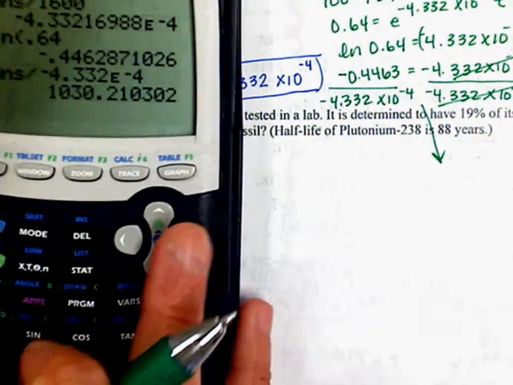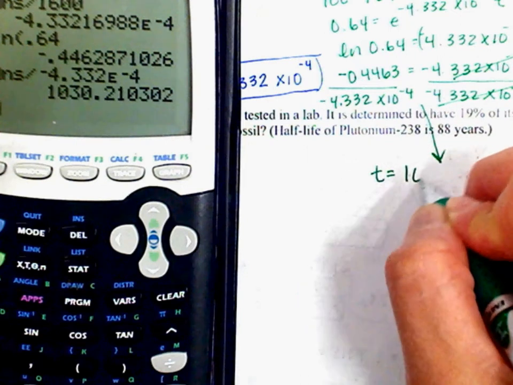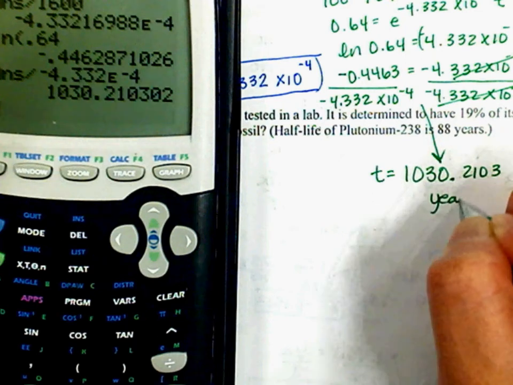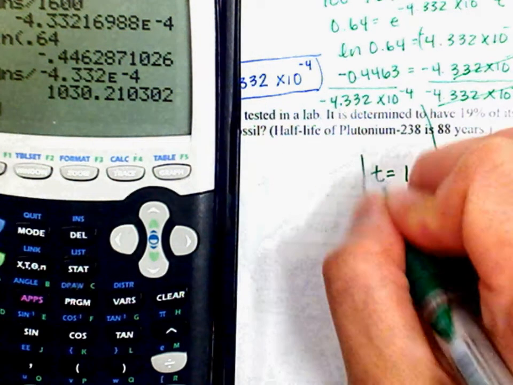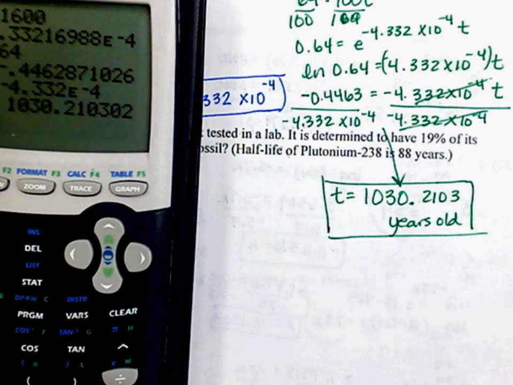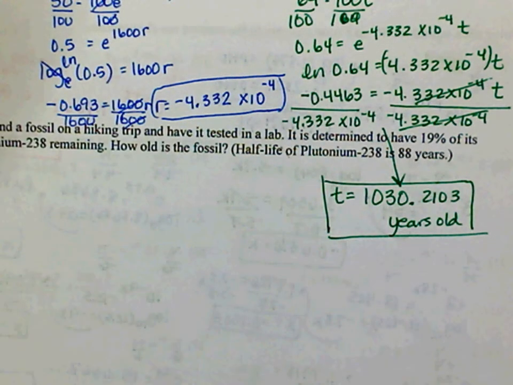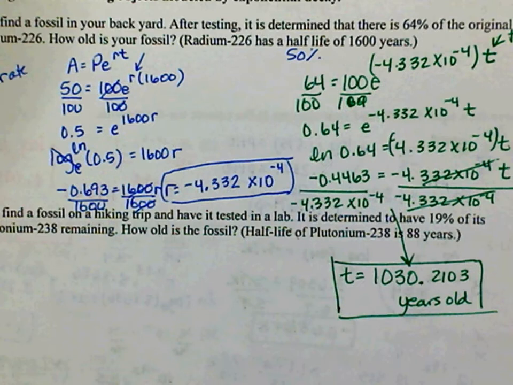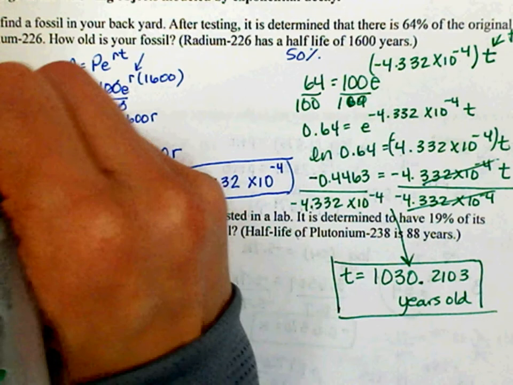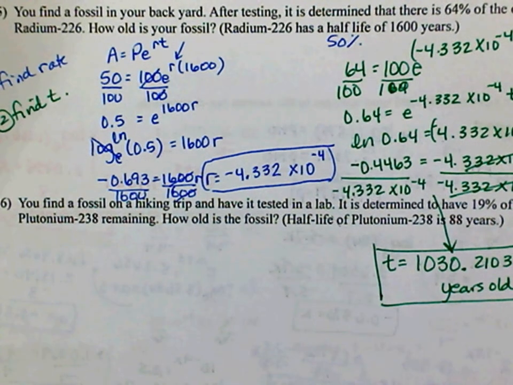So how old, so t is equal, how old is that artifact? 1030.2103, 4 decimal places, years old. It's over 1,000 years old. Hey, look, it's older than you and me. Okay? Just barely. All right, and there you have number 45. So find the rate and then find the time. Okay, so use that rate to find the time.